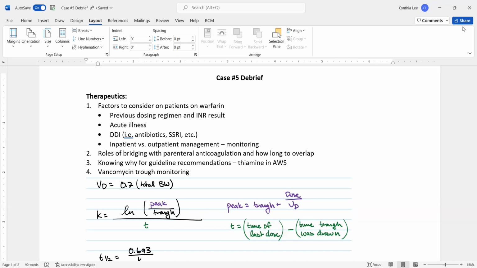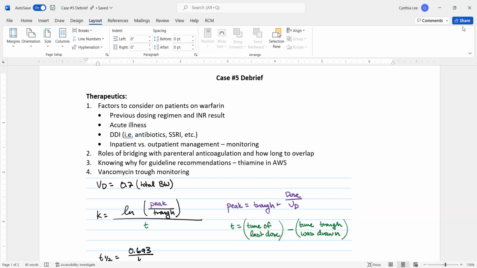Another thing is acute illness. Patients who are critically ill, with acute illness or infections, tend to have a lower metabolism because the body is trying to tackle whatever acute illness they're having, right? So metabolism tends to be lower. The warfarin tends to get exposed more, and that most of the time results in higher INR results. So that's one thing to think about.